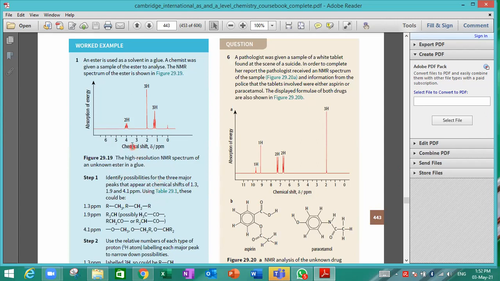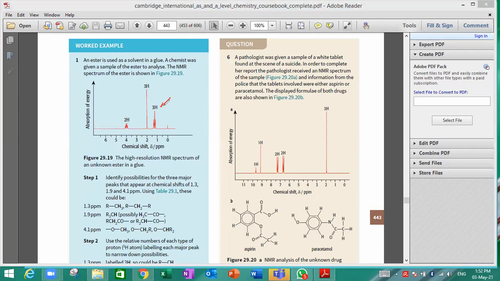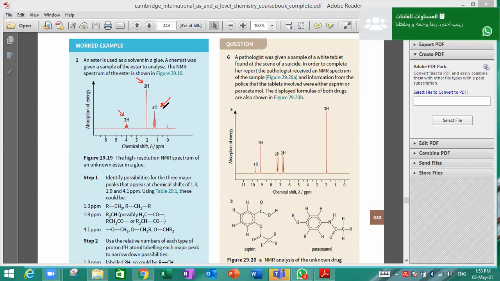Of course. Now, we look here, we find that we have 3 environments. At the beginning, we have 3 different environments. And this means that we have 3 different environments for the hydrogens in this ester. Now, here it said that this peak corresponds to 3 hydrogens. This peak also corresponds to 3 hydrogens. And this one corresponds to 2 hydrogens.